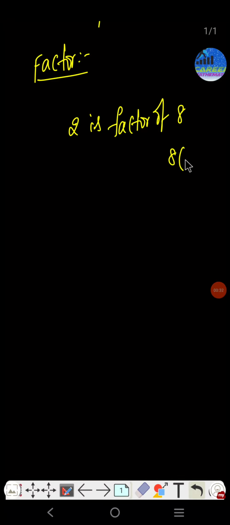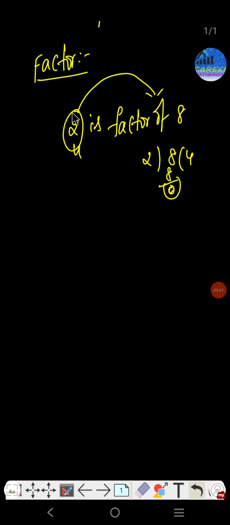For example, 2 is a factor of 8 because if we divide by 2, what do we get? 2 fours are 8, remainder is 0. That means it is exactly divisible by 2. So that's why 2 is a factor of 8. 4 is also a factor of 8. Factor means it is compulsorily an exact divisor of the given number.